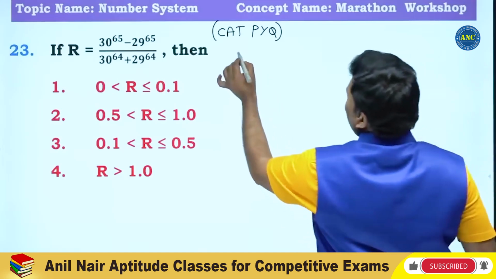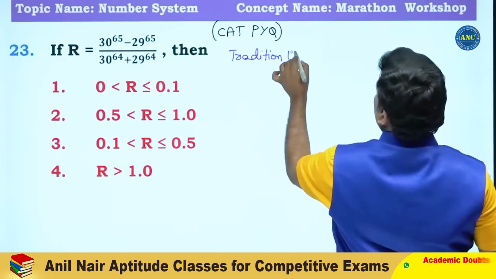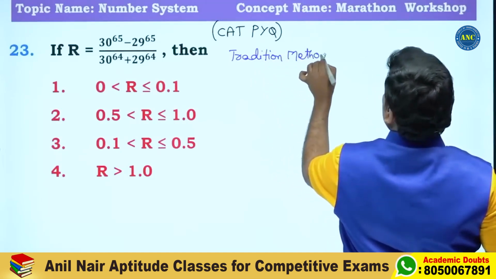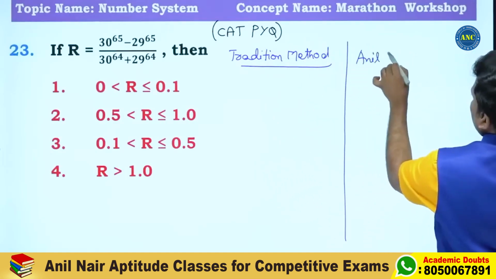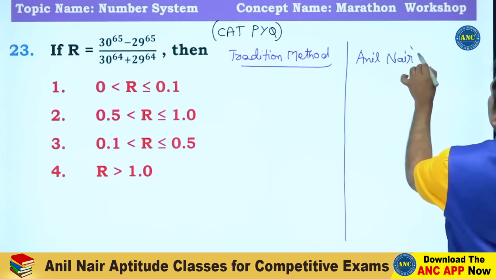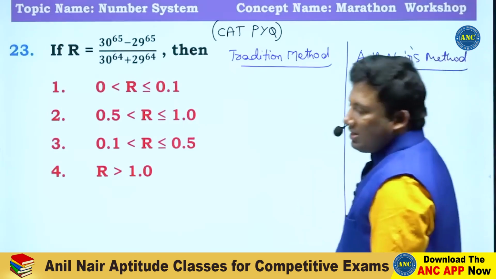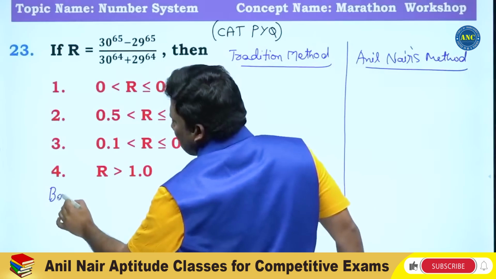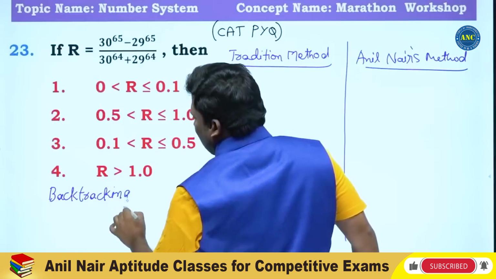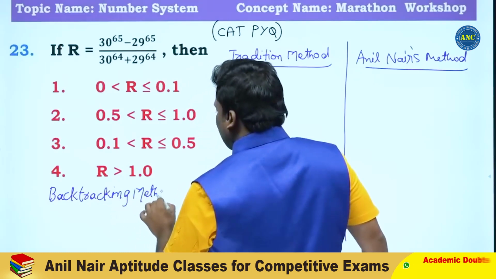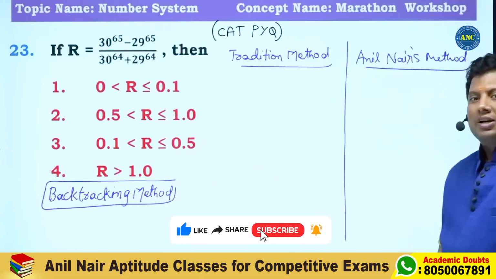First we will discuss the traditional method. Then we will discuss Anil Nair's method. In this problem, I will introduce a new way of solving aptitude. We will also discuss the backtracking method. This is another very interesting logic to check whether the question is right or wrong by using the answer option. 3 methods we will use to solve this particular problem.